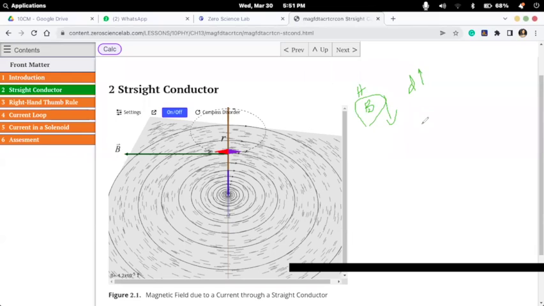Yes, sir. Okay, how much? Is there any proportionality? Because one is increasing, the other is decreasing, right? Is the relation like this: B is proportional to 1 by D? What do you think? What is your wild guess? Do you think it is correct?